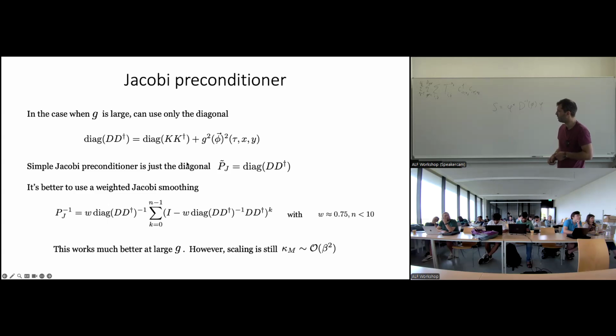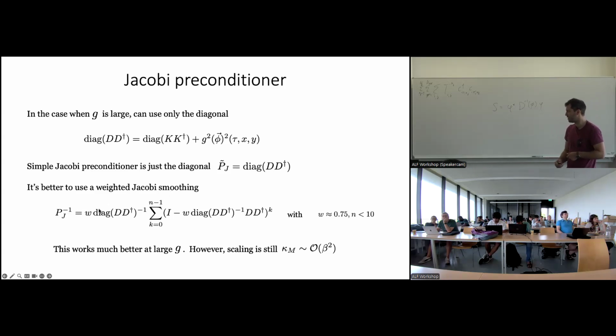And then using only the diagonal as a preconditioner is called the Jacobi preconditioner. And this is what we use in Spirit. So I'm calling this P tilde J because this is not the actual one that we use. It doesn't work as well as the more advanced versions, which is some weighted Jacobi with smoothing. This is the actual preconditioner that we use.